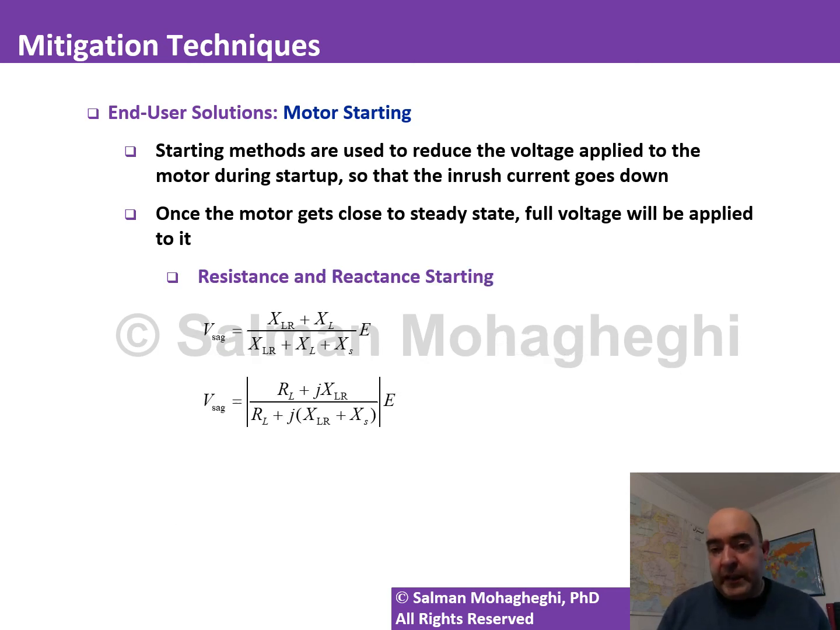Another starting technique is the usage of resistances or reactances that are inserted in series with the motor. So between the motor and the supply, you either inject a resistance or a reactor, and once the motor gets close to normal operating condition, you take them out, you short them out. This, of course, in the resistive solution could lead to losses, but again, this is a short period of time. And the benefit of this would be, again, to reduce the voltage applied to the motor.